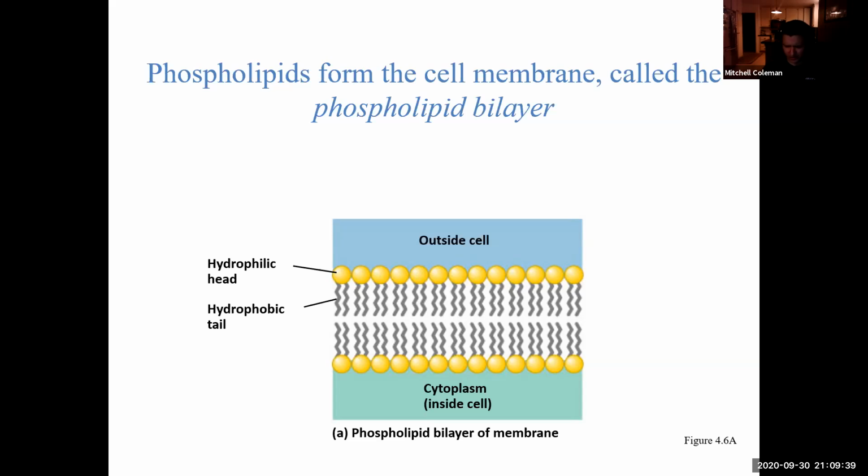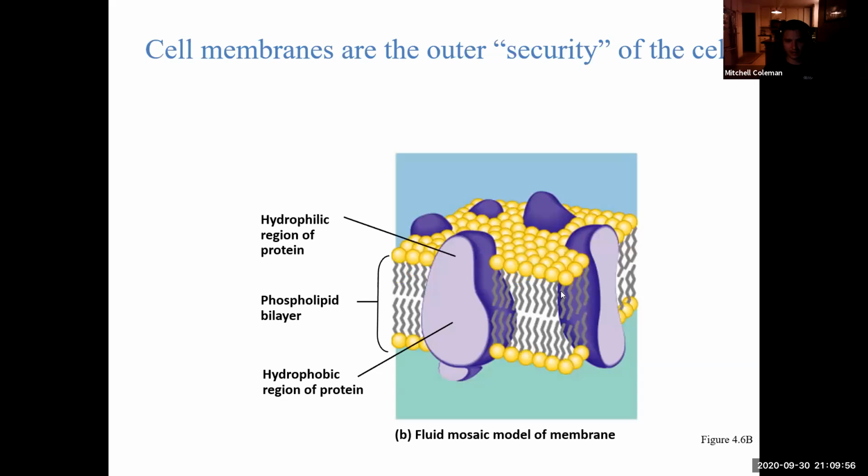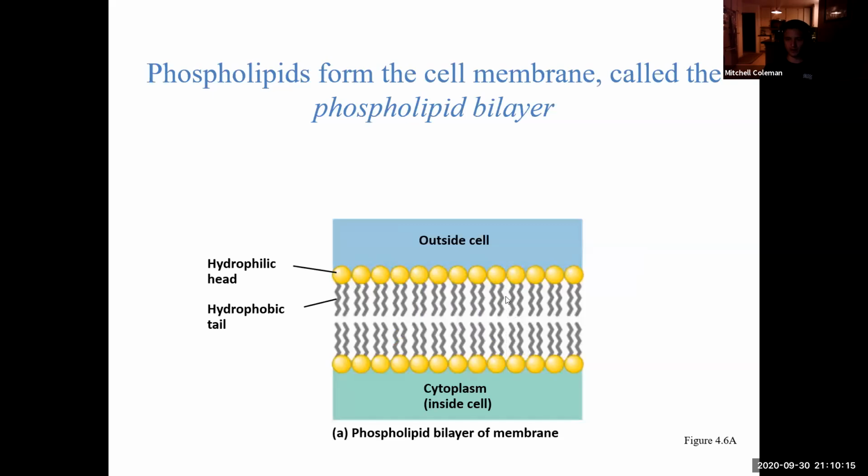As a little side note, the cell membrane is not only composed of phospholipids. There are things like proteins and carbohydrates and even nucleic acids embedded into it. I have a slide here in a second. Proteins are embedded into the cell membrane and kind of float like ships in a sea. These proteins are floating in a sea of phospholipids. So the cell membrane is not merely phospholipids, but for the most part, it's mostly phospholipids.